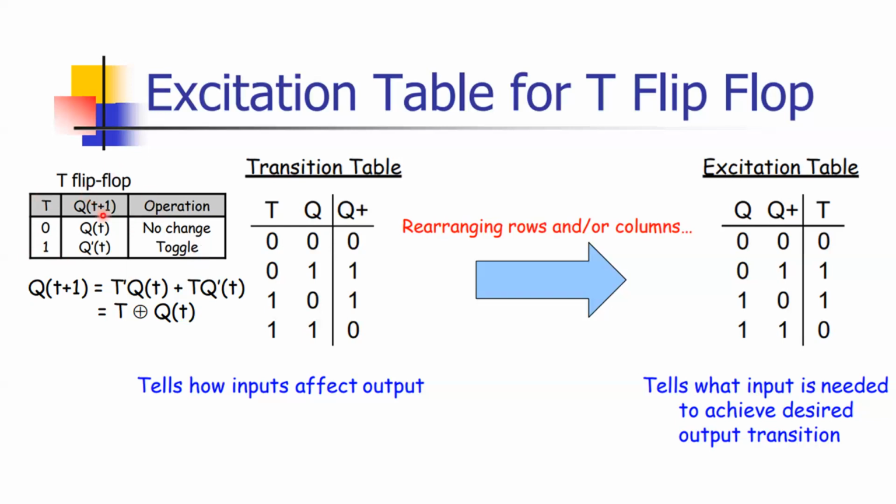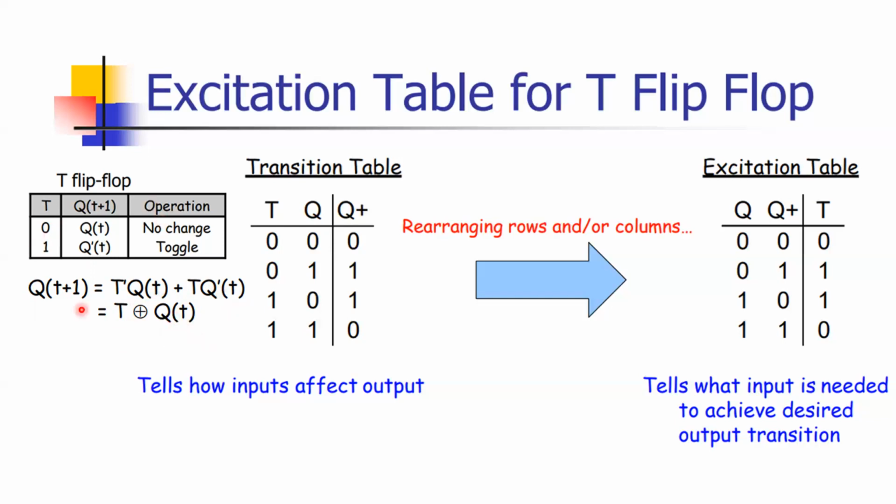Using this truth table, we can generate the excitation equation, the characteristic equation, which generates the next state. It is equal to T complement into the previous state Qt, when T is 0, plus T into the complement of the previous state. So it is T XOR Qt. So this is the equation of the T flip-flop.